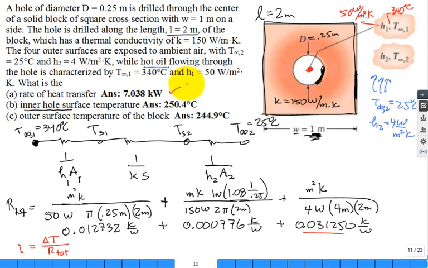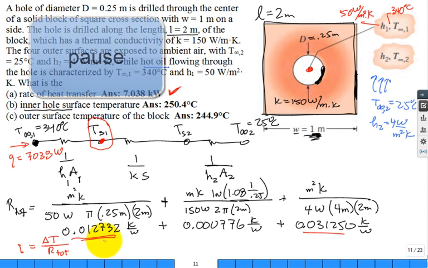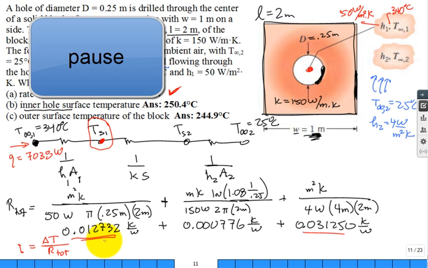All right, once I know this Q, how do I calculate the temperature TS1? Let me pause, and I'll walk around. We just calculated what this Q is. This Q is 7038 watts. How would you calculate TS1? And I'm going to give you a big hint. This resistor right there, that's the value of the resistance. So I want a couple people to show me they know how to do that.